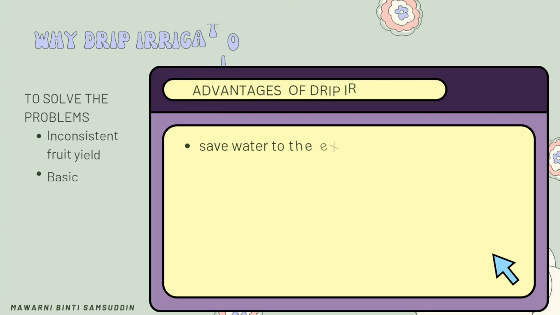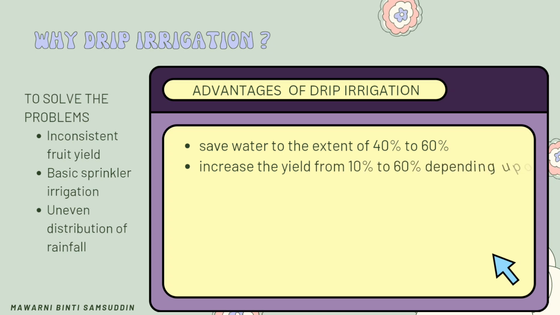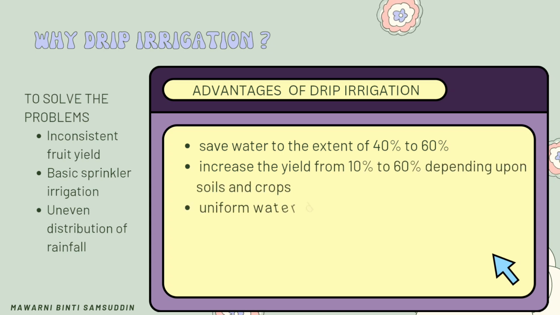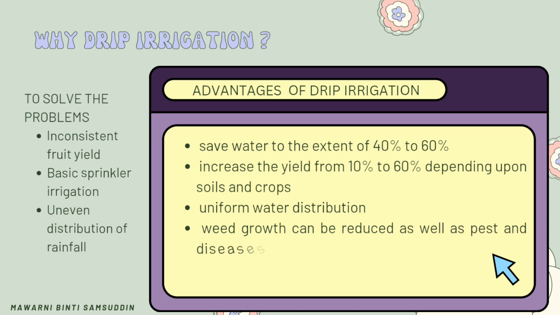So why drip irrigation? Because we want to solve these problems: inconsistent fruit yield, basic sprinkler irrigation, and uneven distribution of rainfall. Therefore, we have to take a look at the advantages of drip irrigation. It can save water to the extent of 40% to 60%, increase the yield from 10% to 60% depending upon soils and crops, uniform water distribution, weed growth can be reduced as well as pests and disease on durian crop.